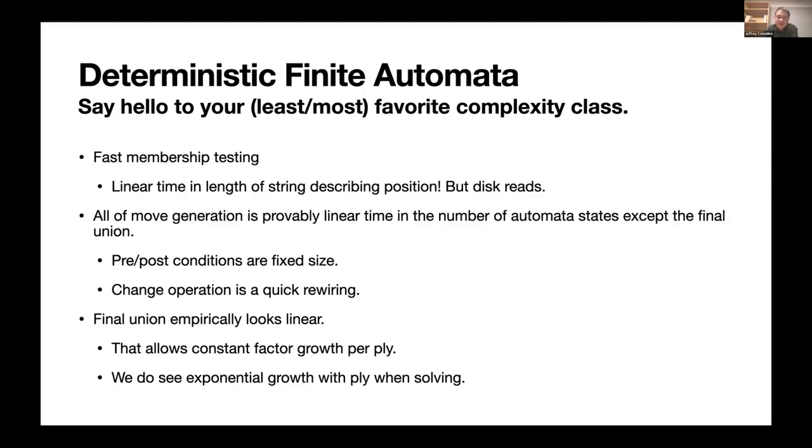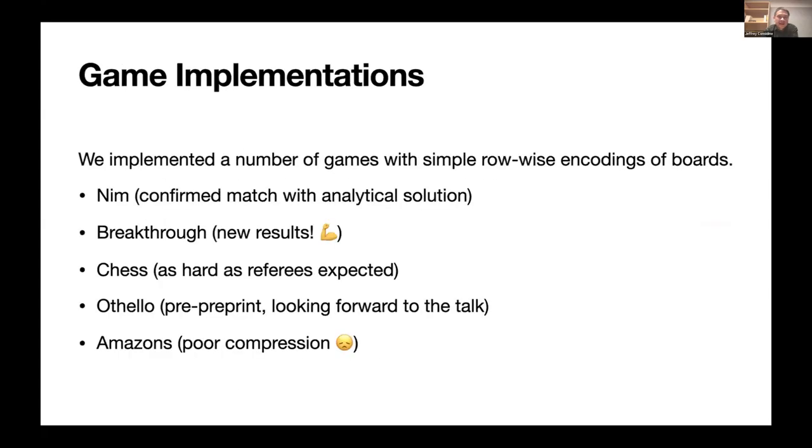So what have I implemented here? We implemented a few different games. This is most of them. NIM we did just to confirm that our solution matched the analytical solution. We implemented breakthrough, which we'll show results for. Chess was a bit of a bear to implement. This was, and the referees commented on this. It took a while to get the rules validated to the point where we're confident that they're right, but we think we have that now.